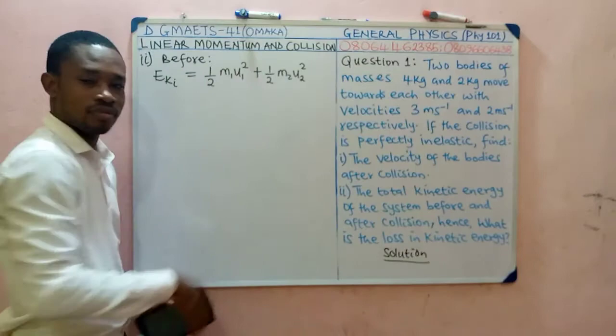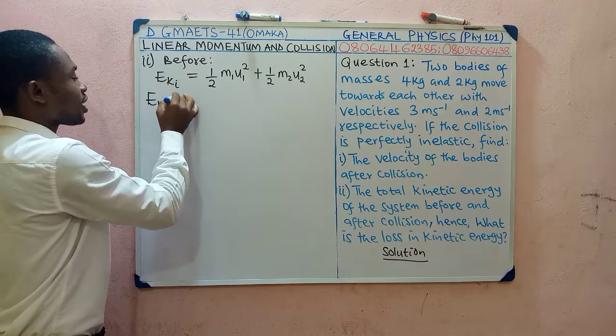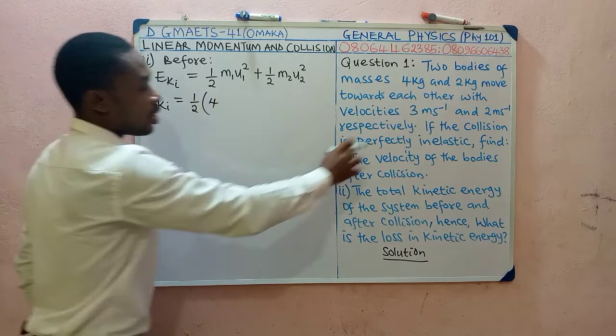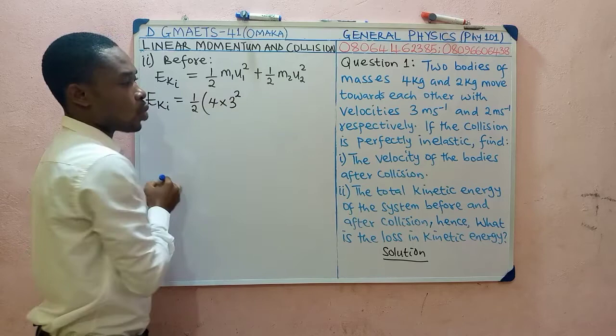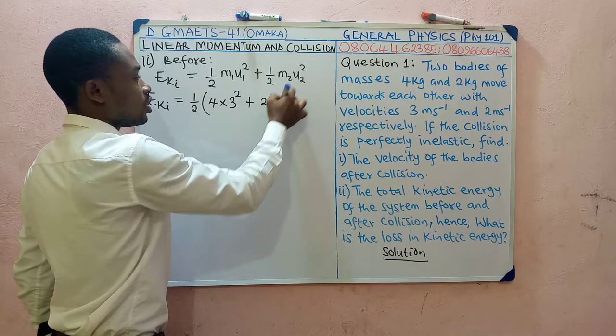Is that okay? Now let us substitute and see. The initial kinetic energy will now be 1 over 2, which is common to these terms, times m1 which is 4 kilograms, given, and then times u1 which is 3, we're going to square it, 3 meters per second, which is given, then plus, come over to this, m2 is 2, u2 is 2, we square it.